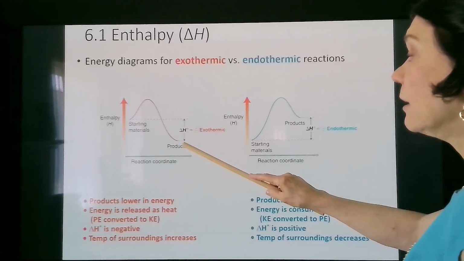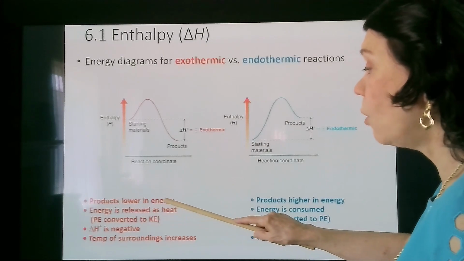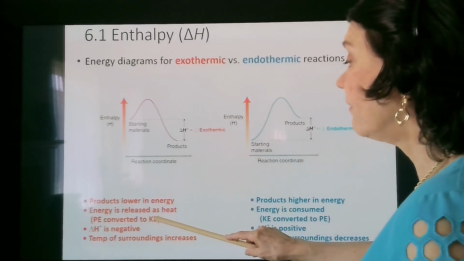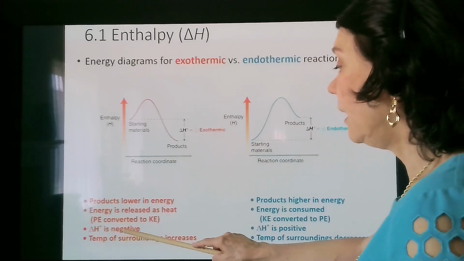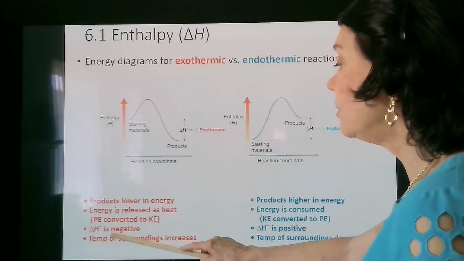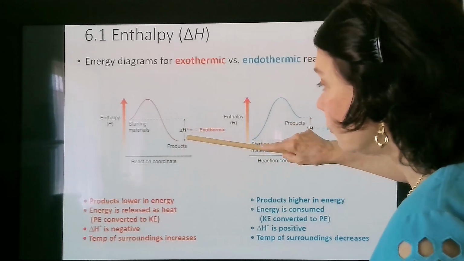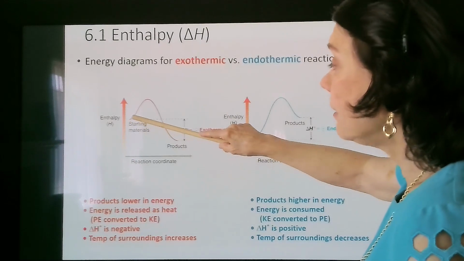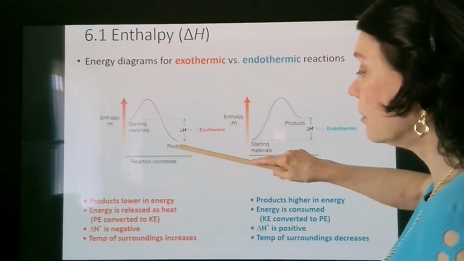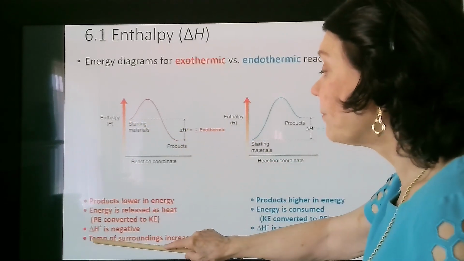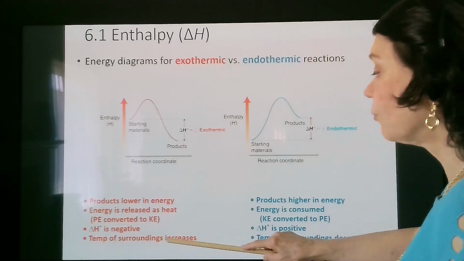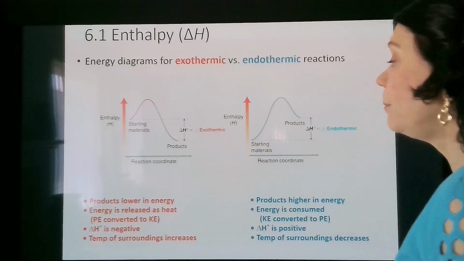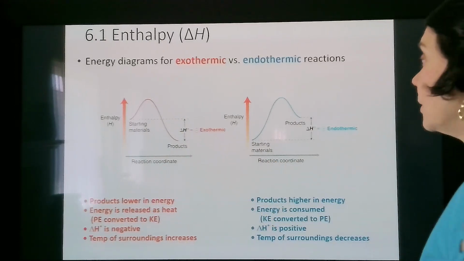So energy is given off, the products are lower in energy, energy is released, potential energy is converted to kinetic energy, the delta H naught is negative, so that's this right here, the difference between the bond energies of the starting materials and the bond energies of the products. And the temperature of the surroundings will increase because this energy will be transmitted to the solvent.